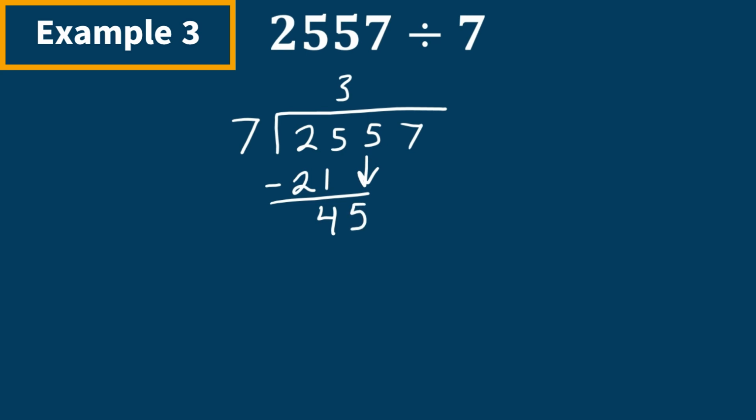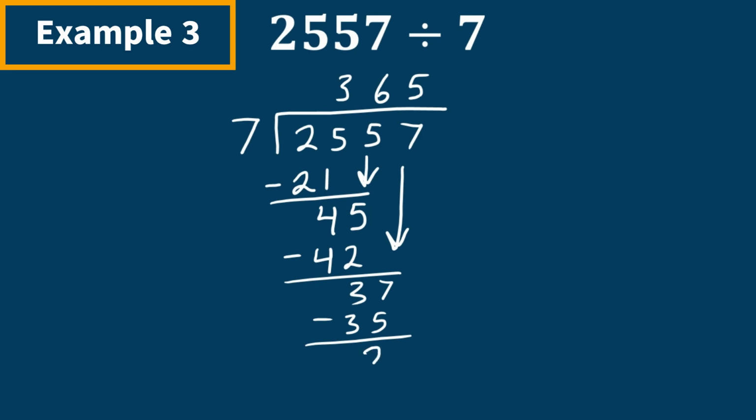7 goes into 45 6 times. 6 times 7 is 42. Then we subtract those numbers, and we have a 3. 7 cannot go into 3, therefore we bring the 7 down. That gives us 37. 7 goes into 37 5 times. 5 times 7 is 35. And we're going to subtract those. 37 minus 35 is 2.